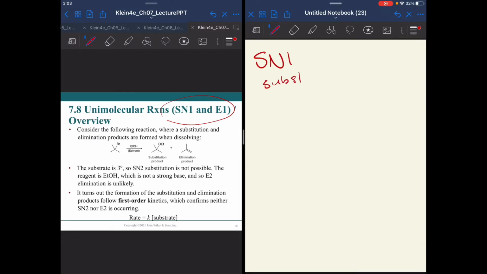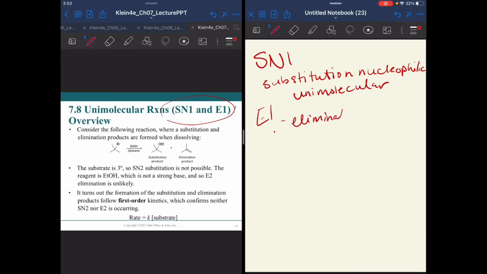SN1 is going to be a nucleophilic substitution. All right, that's the S and the N. And then the 1 indicates unimolecular. Remember, the 2 was bimolecular. E1 is going to be a unimolecular elimination.